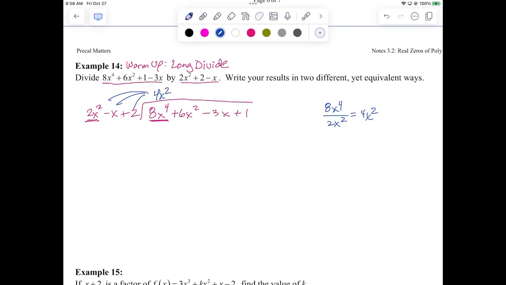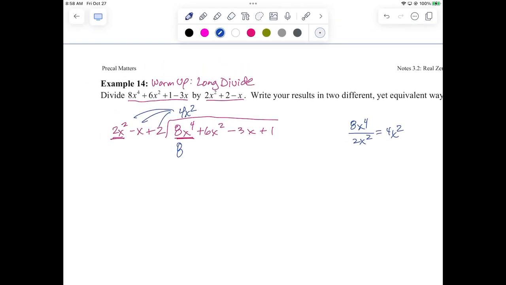So the dividend goes inside the house, and the divisor goes outside the house. You look at the first two terms. How many times does 2x squared go into 8x to the fourth? That's the same question as off to the side. What's 8x to the fourth divided by 2x squared? That gives you 4x squared, and that goes on top. Now you distribute, which is where we're at, and that gives you 8x to the fourth. So at this point, those two should be the same. And then we get minus 4x cubed, and then we're going to get plus 8x squared.